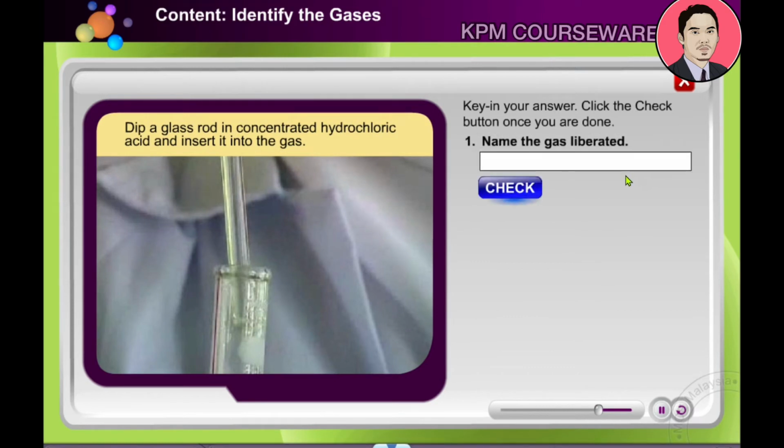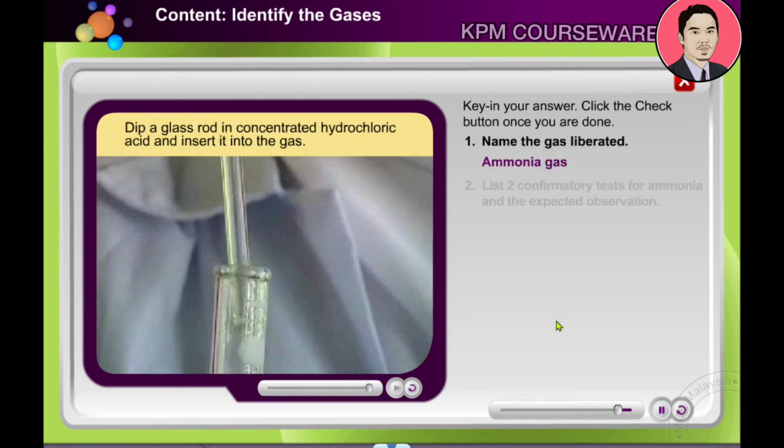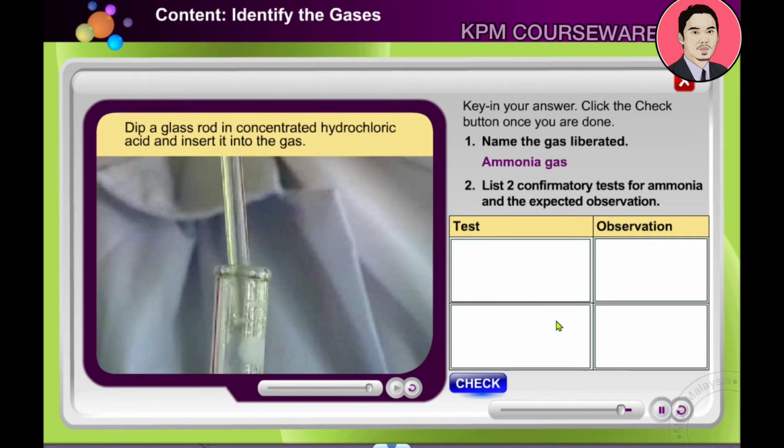Now, answer these questions. Key in your answer, then click the check button to check your answer. Name the gas liberated when potassium hydroxide solution reacts with ammonium nitrate. Sorry, try again. What are the confirmatory gas tests for ammonia and what are the expected observations?